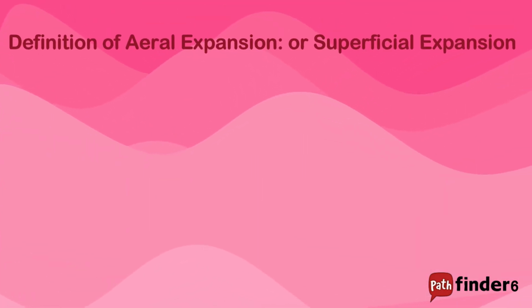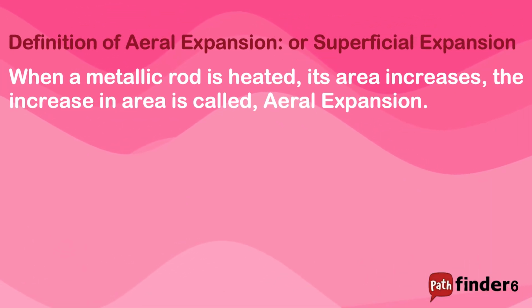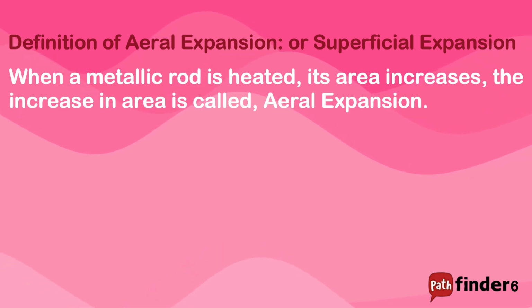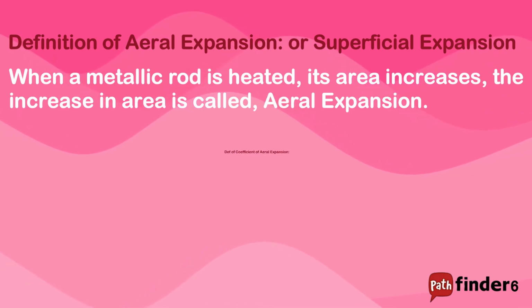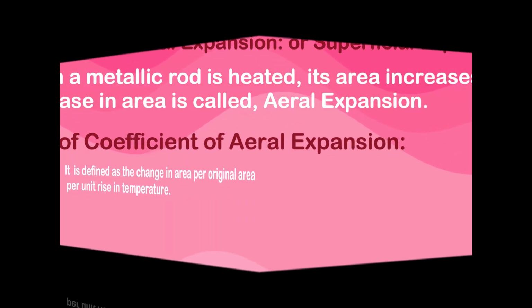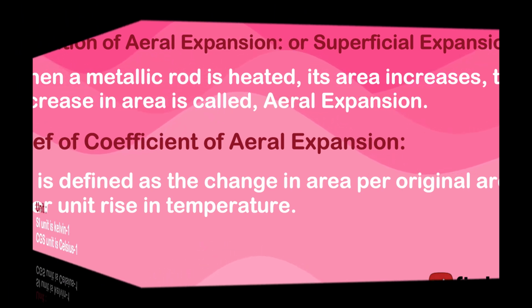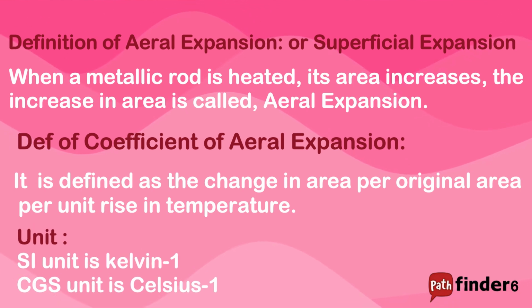Definition of areal expansion or superficial expansion. When a metallic rod is heated, its area increases. The increase in area is called areal expansion. Definition of coefficient of areal expansion. It is defined as the change in area per original area per unit rise in temperature. Unit. SI unit is Kelvin power minus 1. CGS unit is Celsius power minus 1.